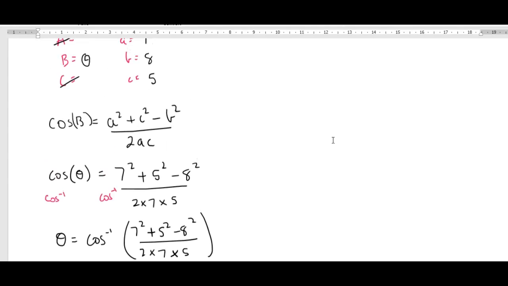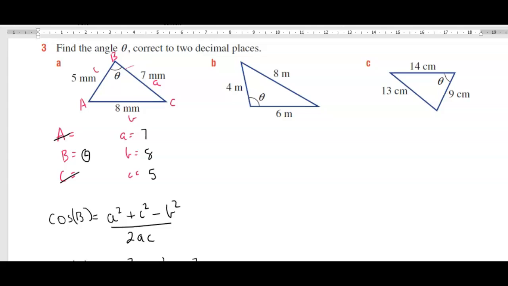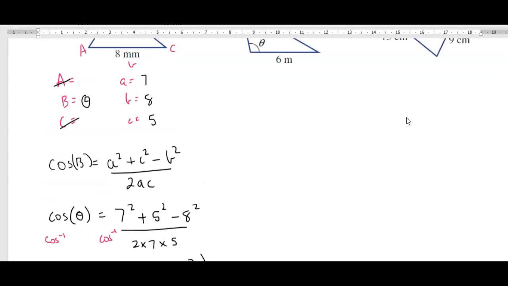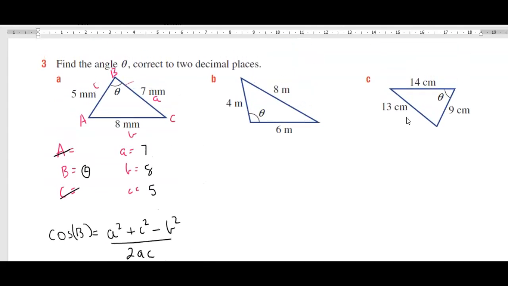Yes, always check that your calculator is in degree mode, and always check your answer. So I knew that answer was wrong, but I should have checked the previous ones as well. Okay, let's quickly do one more.